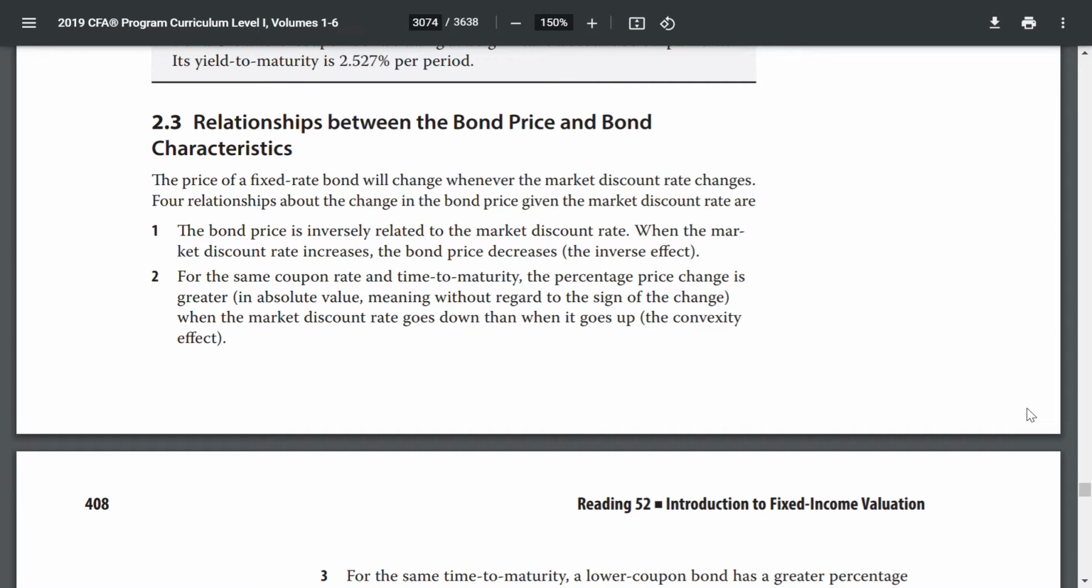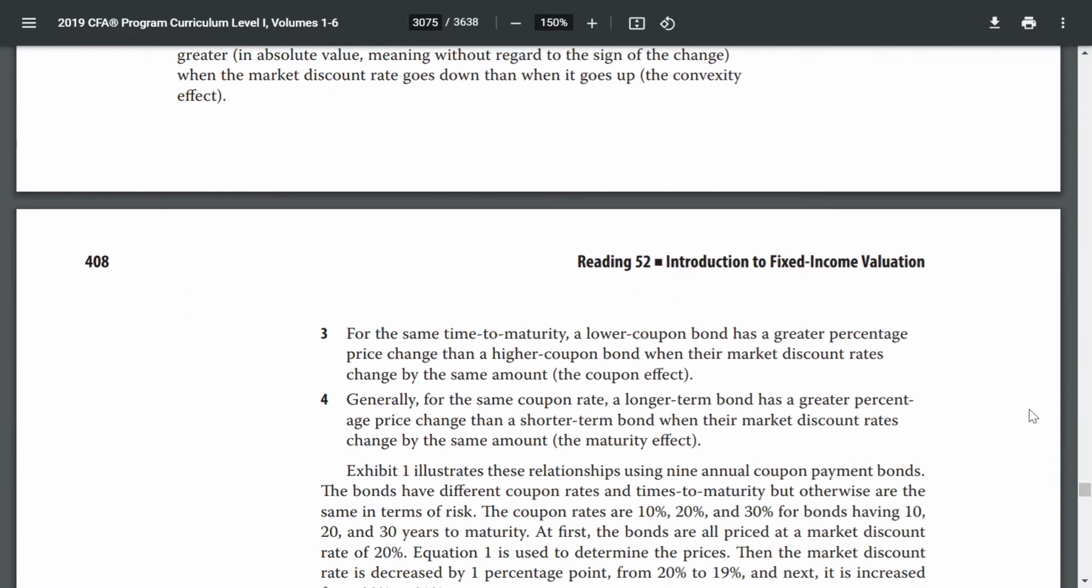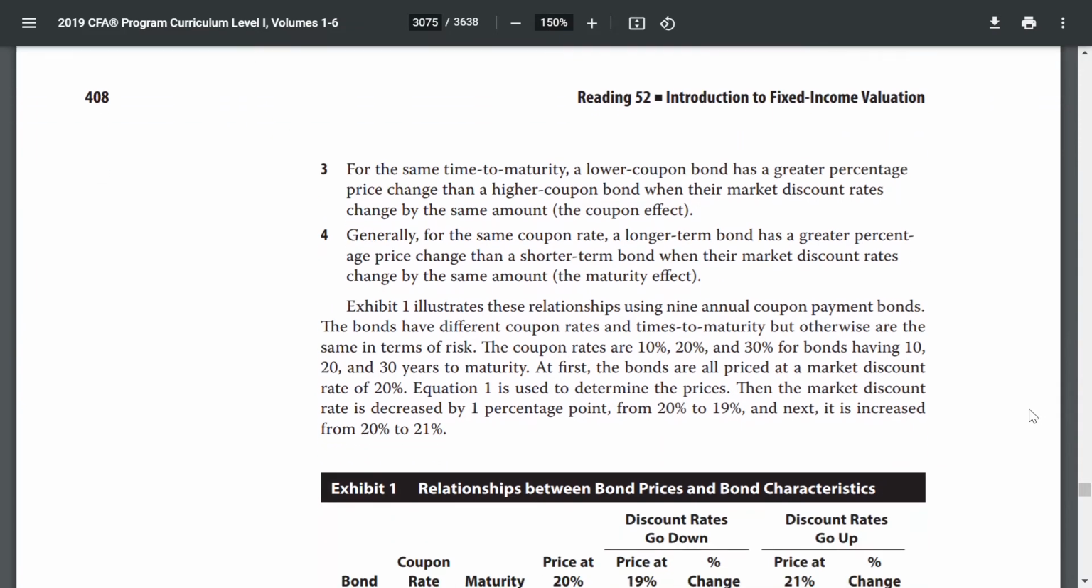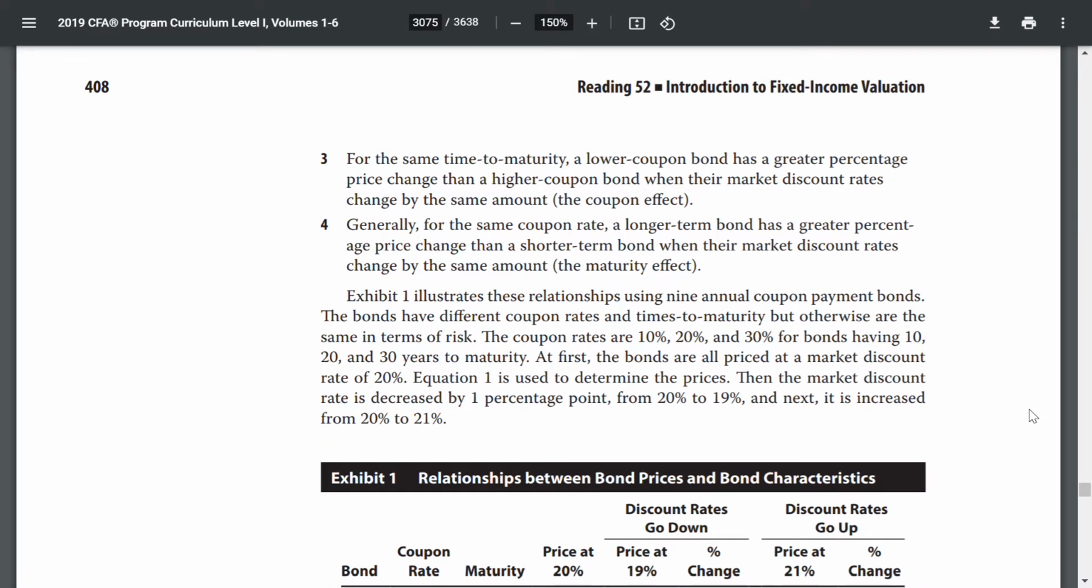For the same coupon rate and time to maturity, the percentage price change is greater in absolute value, meaning without regard to the sign of the change, when the market discount rate goes down than when it goes up. This is the convexity effect. For the same time to maturity, a lower coupon bond has a greater percentage price change than a higher coupon bond when their market discount rates change by the same amount. This is the coupon effect.